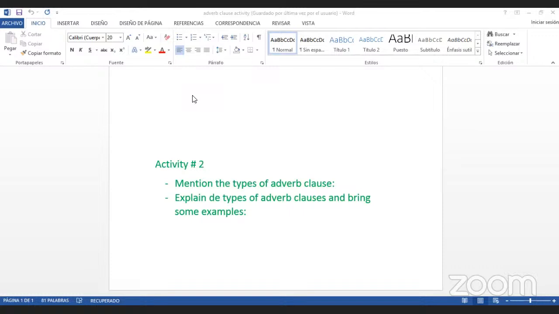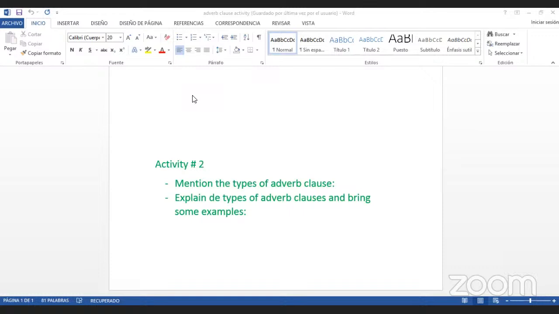In the case of the adverbial clause of condition, it tells us about the circumstance under which something happens. The clause often begins with if, unless, or provided that. For example, you can play the game, provided that you follow the rules. Okay, provided that you follow the rules.